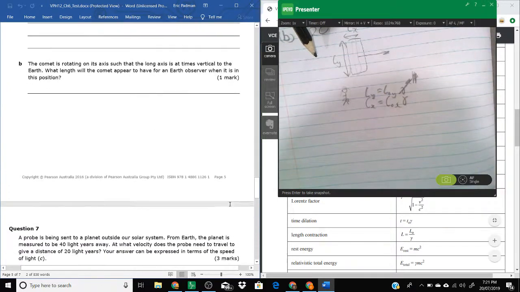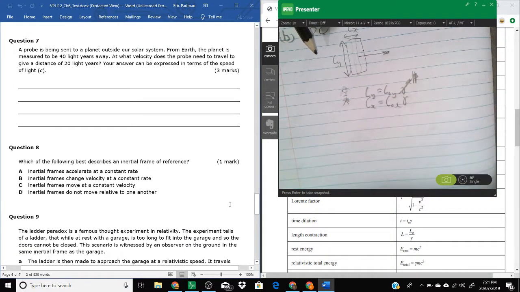All right, moving on. Question 7. A probe has been sent to a planet outside our solar system from Earth. The planet is measured 40 light years away. At what velocity does the probe need to travel to give a distance of 20 light years?